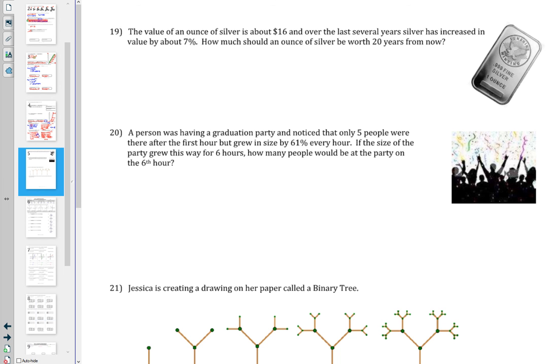Okay, some word problems. The value of an ounce of silver is about $16, and over the last several years, silver has increased in value about 7%. Also, look, this is like from the test that we just took. If a value is increasing by a percent, is that geometric or is it arithmetic? It is going to be geometric. So here we go. Some final amount is equal to what's the original amount?